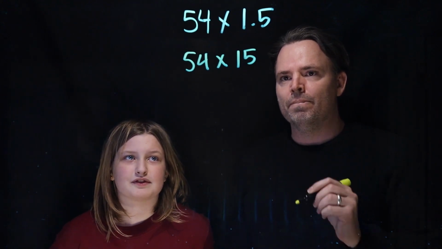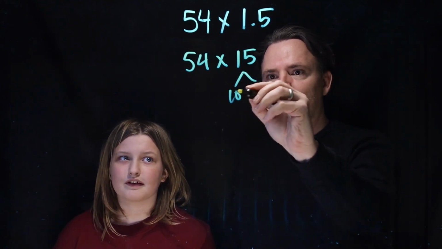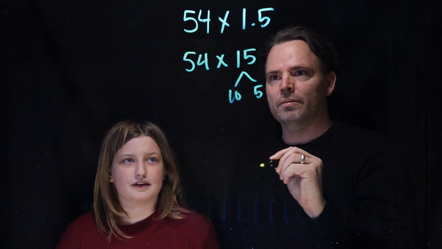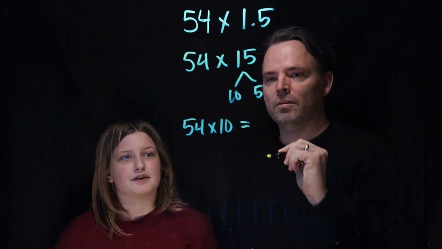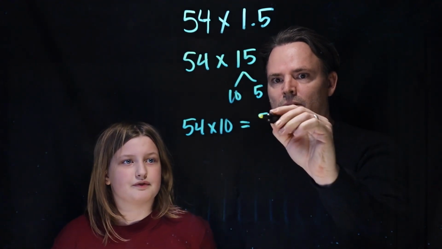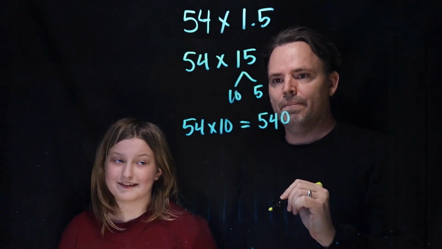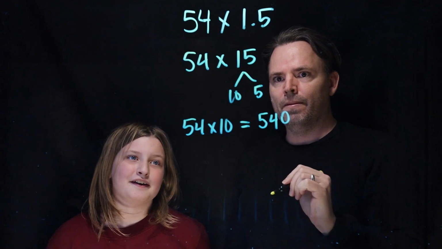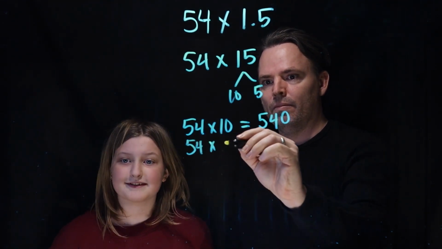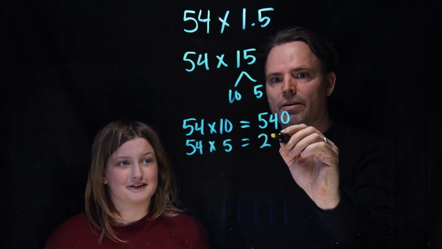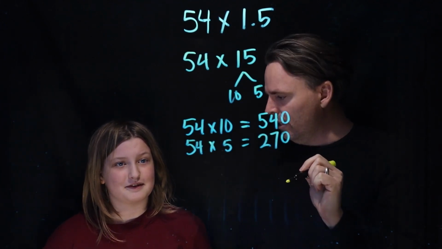Well, I'm going to split the 15 into 10 and 5. Okay. And then 10 times 54, or 54 times 10, is 540. Yeah. And then 5 times 54 is 270. How did you do that? How did you know that so quickly?